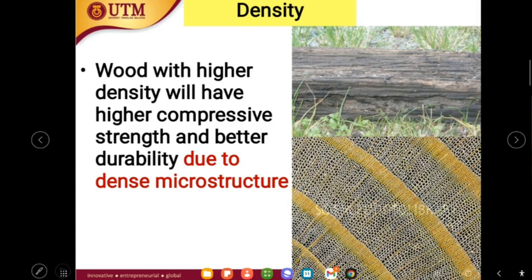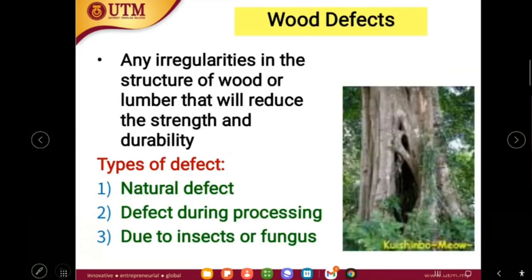And then wood with higher density will have higher compressive strength and better durability due to denser microstructure. Okay, we'll have higher compressive strength and better durability when the microstructure is denser. So this normally happens in hardwoods. The example like the banana wood or the papaya trees, basically it is not as dense as hardwood. So of course the strength and durability will also be lesser.